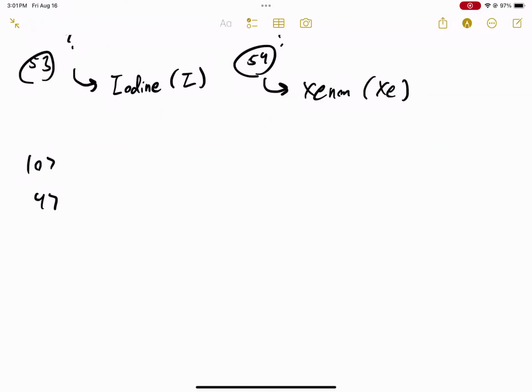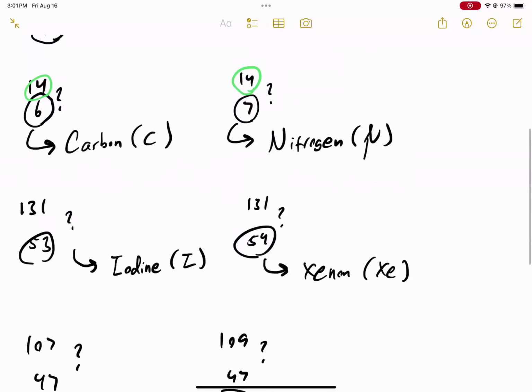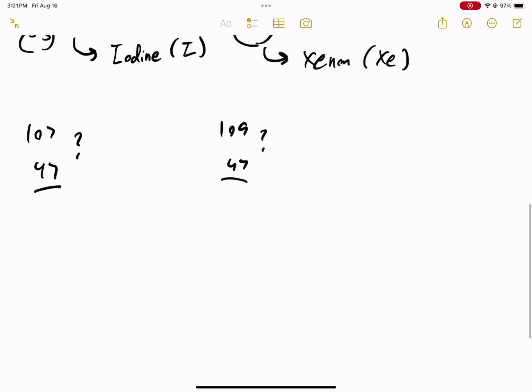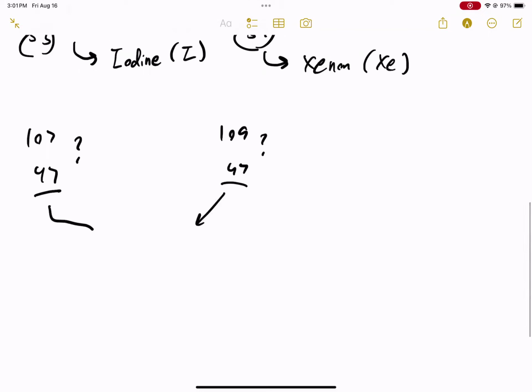Next one, 107, 47, question mark, and 109, 47. Now, notice how these two have the exact same atomic number. So that means it's going to be the same element. The only difference is the neutron count, which means we have different isotopes. It's very similar to the first two examples we saw with the uraniums, where we have different amounts of neutrons, exact same concept here. If we look at what this 47 corresponds to, we would figure out that this corresponds to Ag, silver. And you're wondering, how do we get Ag from silver?